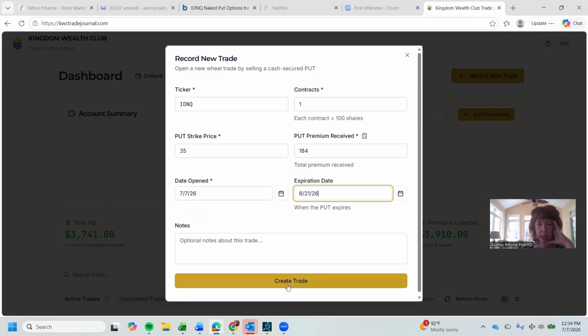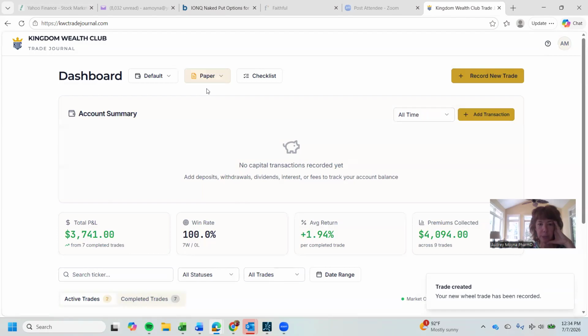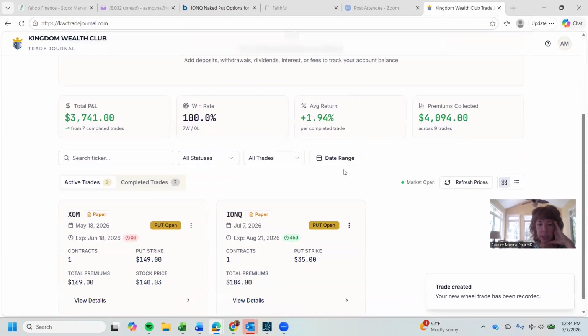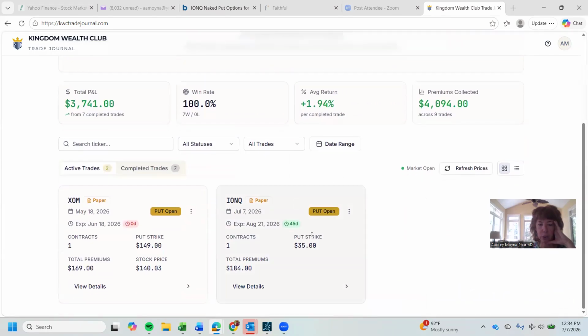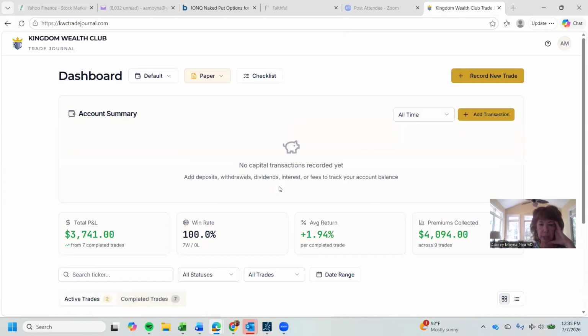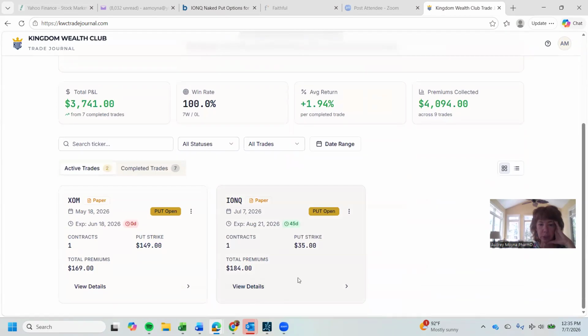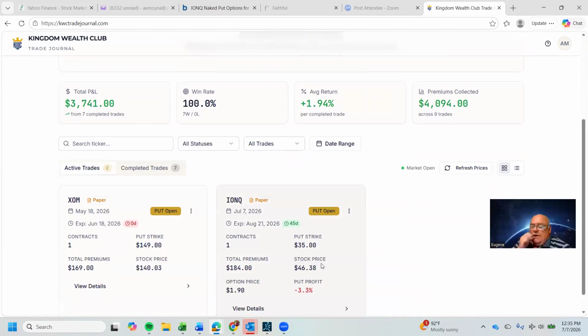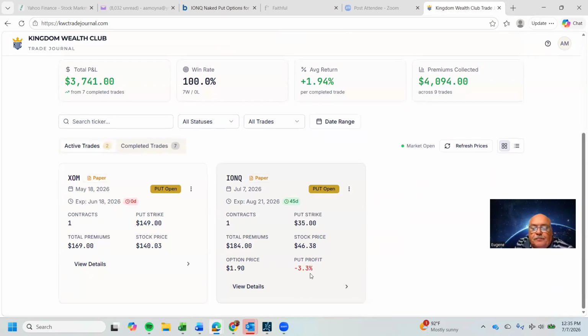Okay, and create trade. That's a paper trade. So now it is here, my IONQ. And what will happen is this starts to track it. So right now I'm already at a 3.3% negative, but that doesn't mean anything.